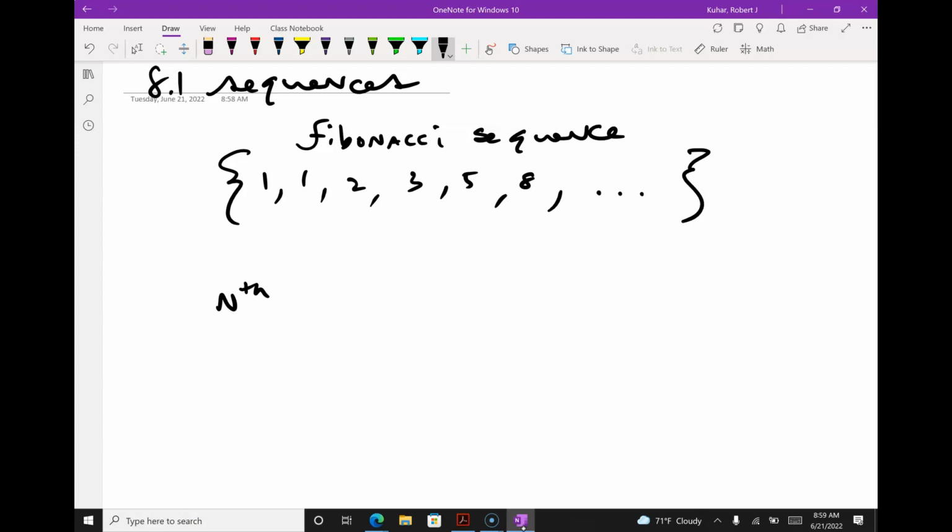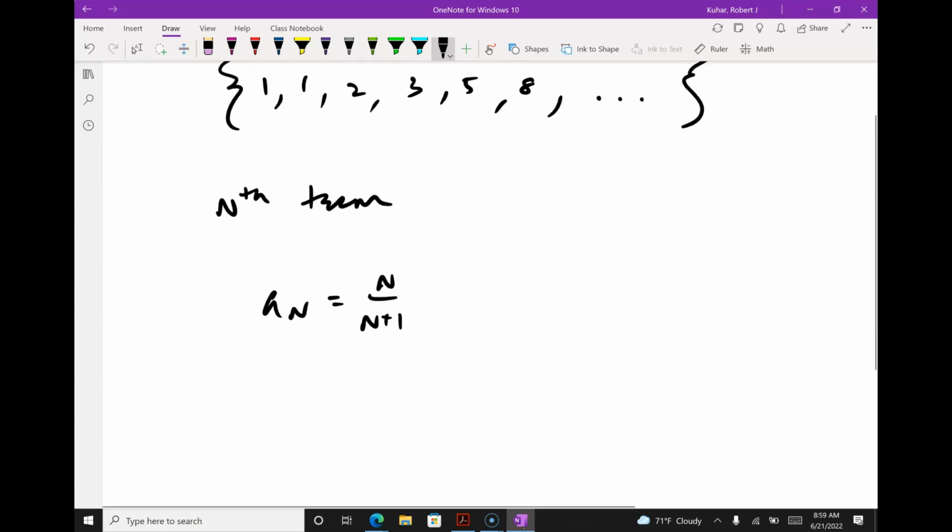I could be talking about an nth term. That's the notation I prefer. So part of the problem is, if I give you an nth term, can you write out the terms? Obviously, yes. If I give you the terms, can you tell me the nth term? That's the trickier one. The book uses a weird notation here, but I just write it like this.